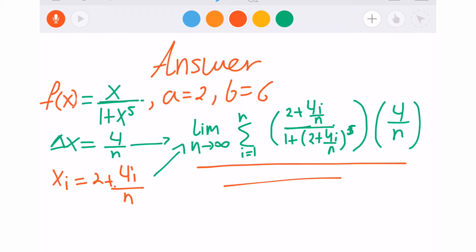So now that we have x sub i, we can go ahead and plug that value into our equation. 2 plus 4i over n, all over 1 plus 2 plus 4i over n to the 5th power, times 4 over n. So that's the standard format of that equation, or setting up the limit of sums.